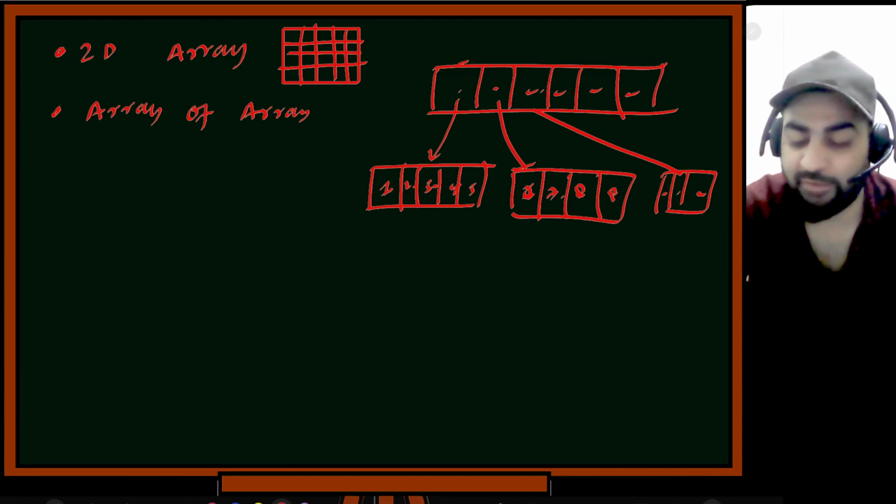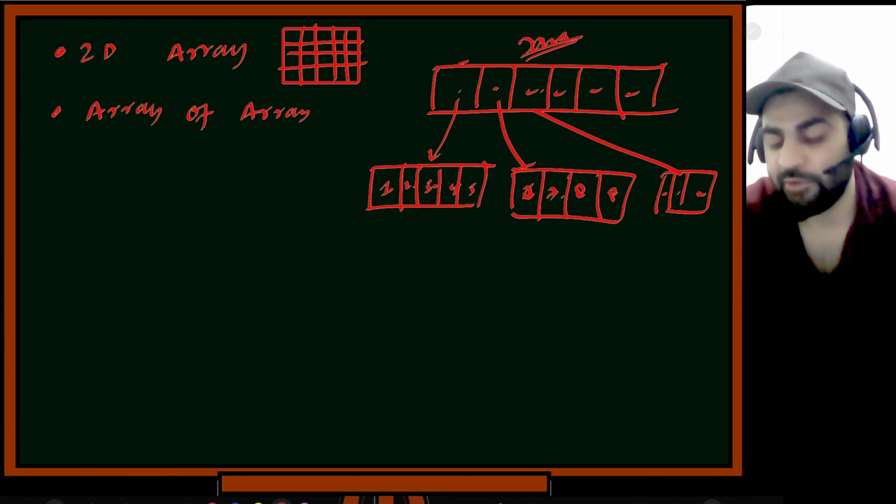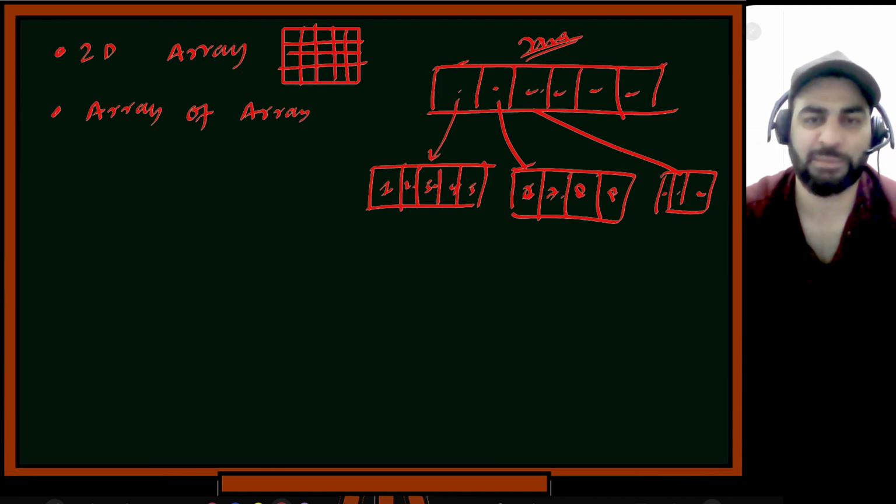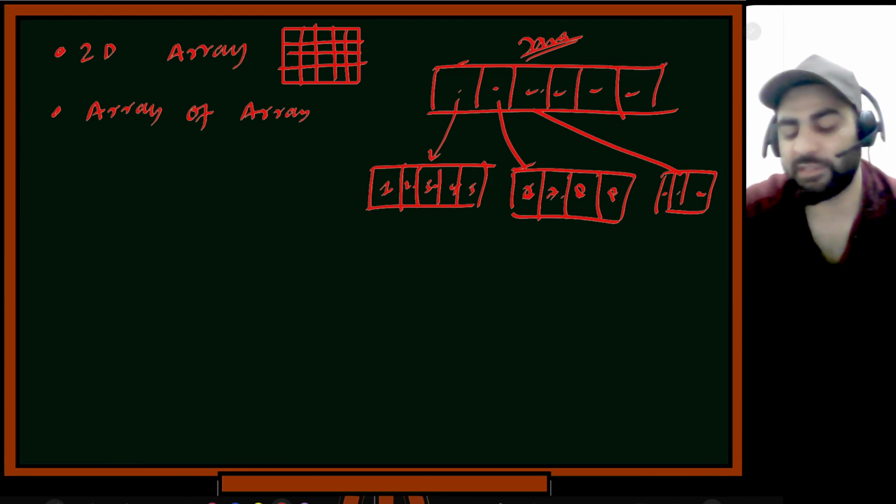That's how Java actually implements the arrays. Okay, this is how Java implements the arrays. It's stored as an array of arrays. You'll have to see the language specification to see how the array is stored.